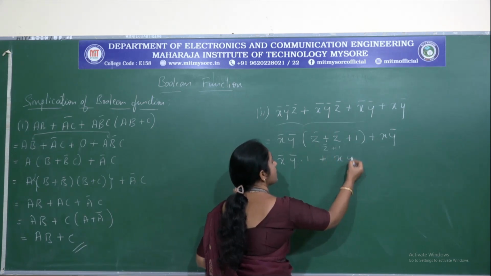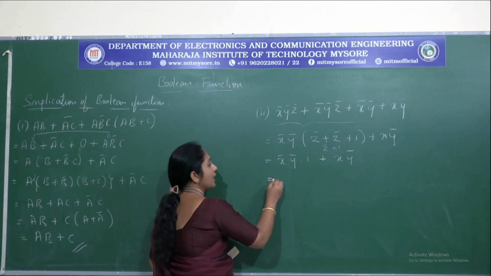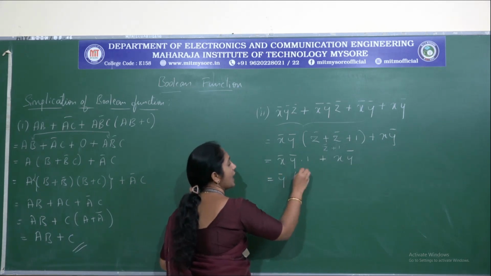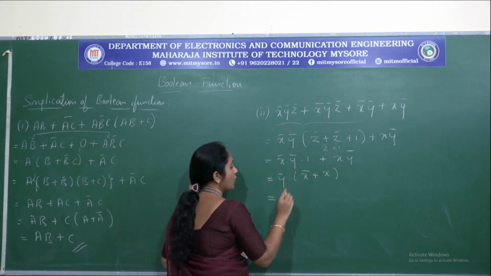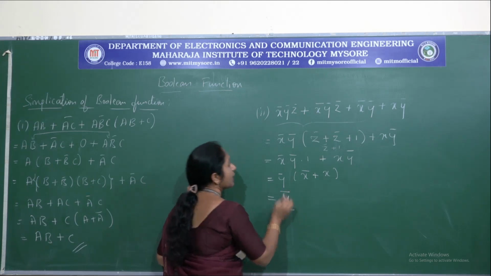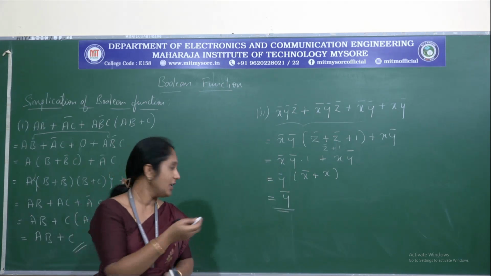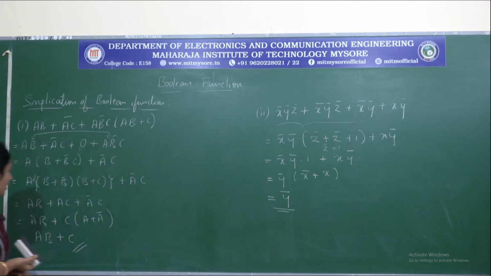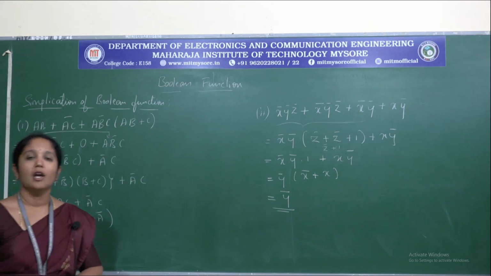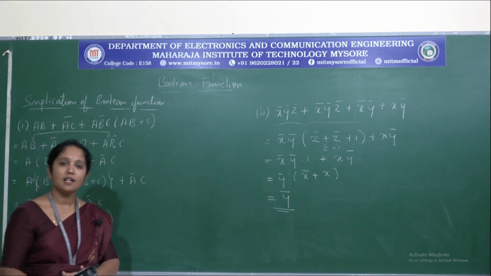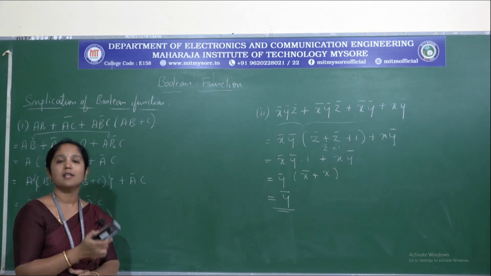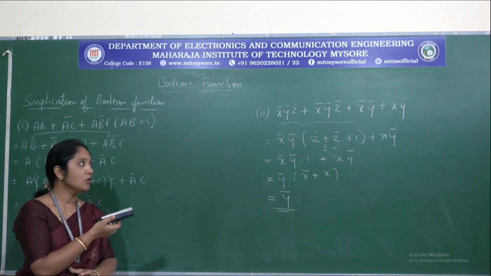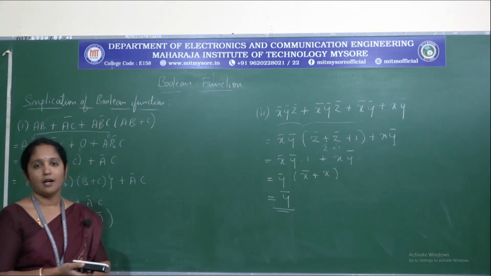Plus x into y bar. Here we can take out y bar as common. In the first term we have x bar and in the second term we have x. We know that x bar plus x is 1. Therefore, the simplified expression for the second one is y bar, whereas for the first one we have ab plus c. So this is about the simplification of Boolean functions. In order to reduce the number of literals present in the given expression, we can use algebra. We can use Boolean laws, postulates, and theorems to reduce these expressions.